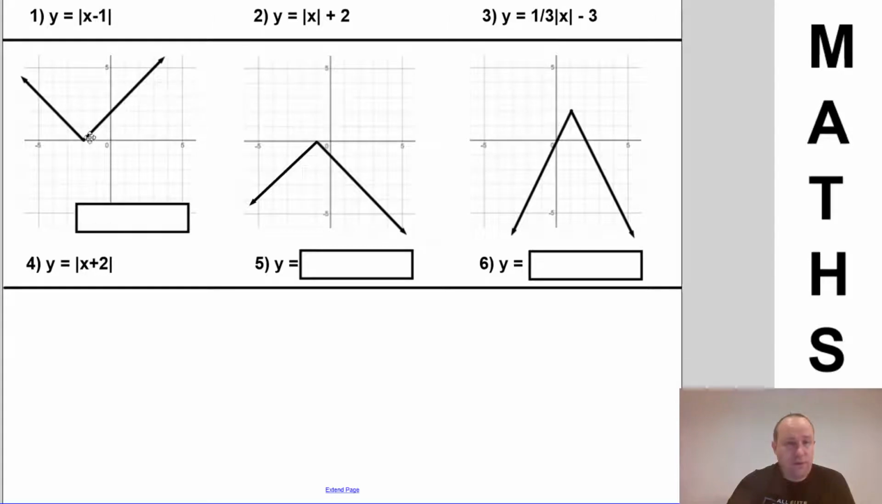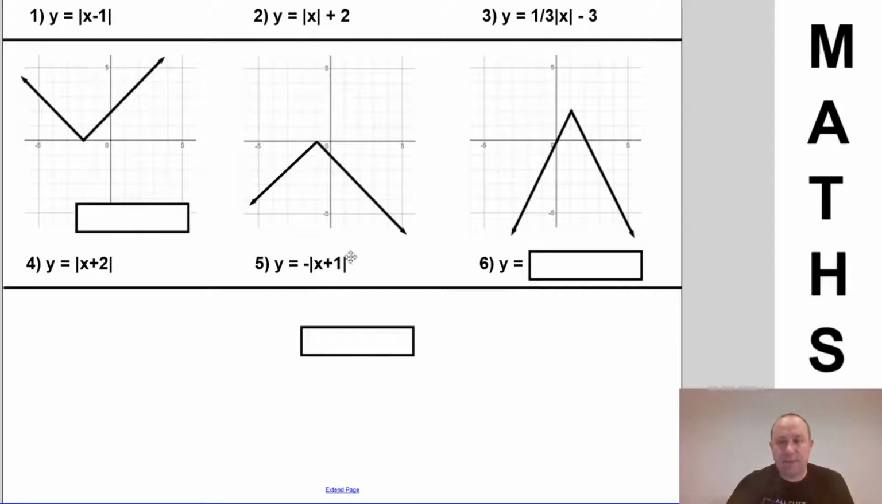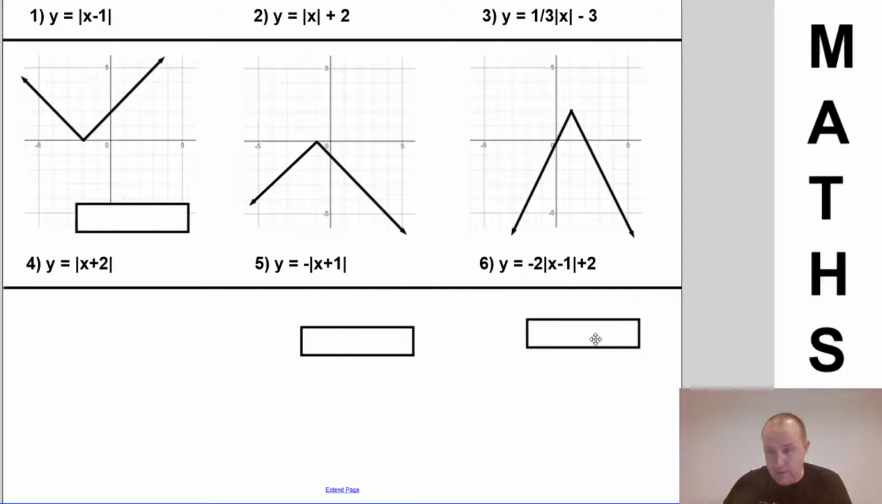This one just moved across 2 to the left, so +2 inside the absolute value. This one I can see is upside down, so I know this one's going to be a negative graph. And also it was 1 place to the left, so I needed +1 inside the absolute value. And a lot going on in this last one. Certainly negative because it's upside down. The initial slope goes down 2 and across 1, making it -2. I also moved it 1 place to the right, the vertex, and I moved the vertex up 2 places as well. So I would need each of those components as well.